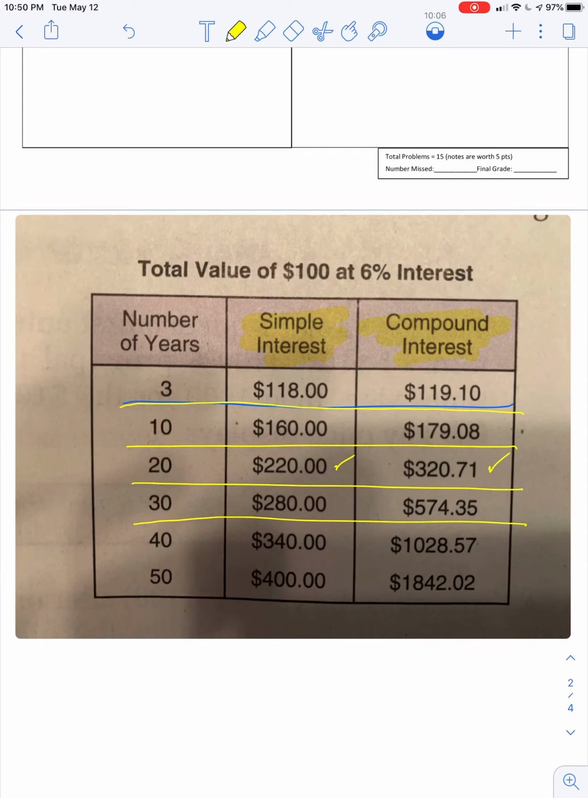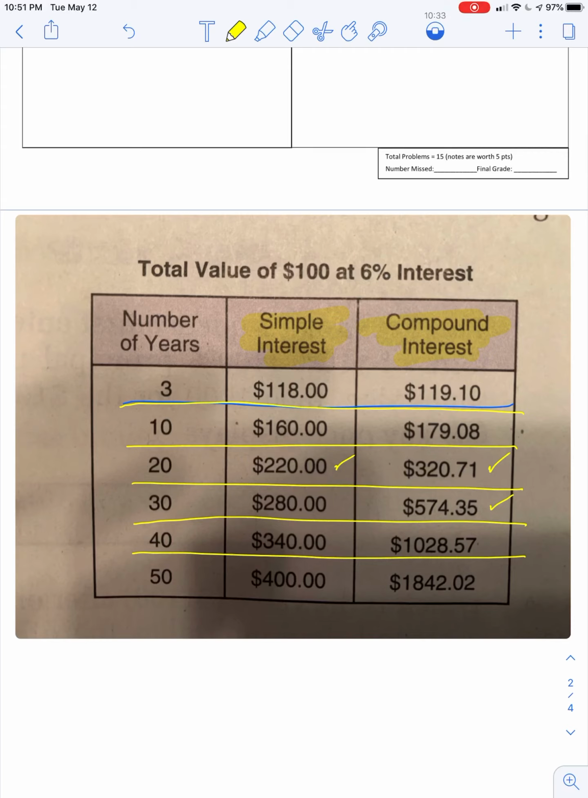$280 in your simple interest is what you would have at the end of 30 years on that $100 that you put in year one. And on your compound, if you had compound interest being paid, you would be up to $574.35. After 40 years, look at that, $340. This is a huge jump. If you had simple interest and you put that $100 in there at the beginning of year one, by the end of 40 years, you would only have $340 in there.